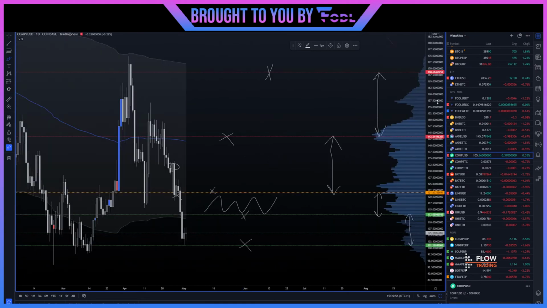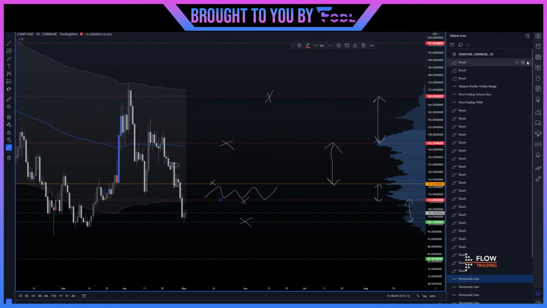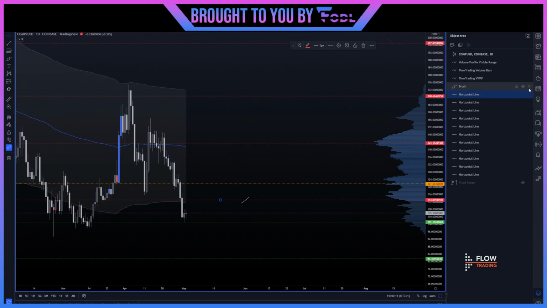Moving on to Compound versus USD. More significant levels broken, so I'm going to put that as resistance. I'm going to delete some of the scribbles so we can try and make sense out of everything. Okay, so this is definitely resistance now.